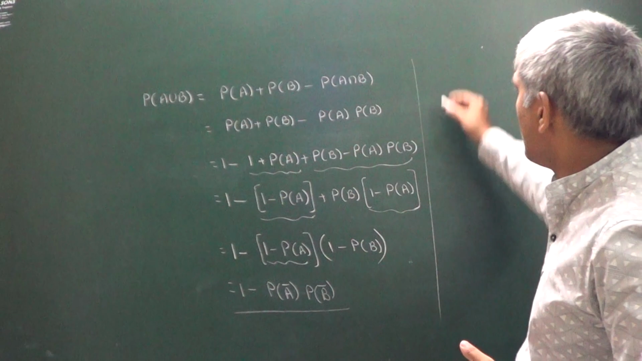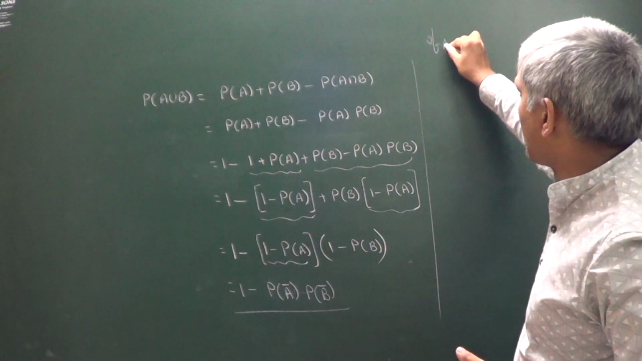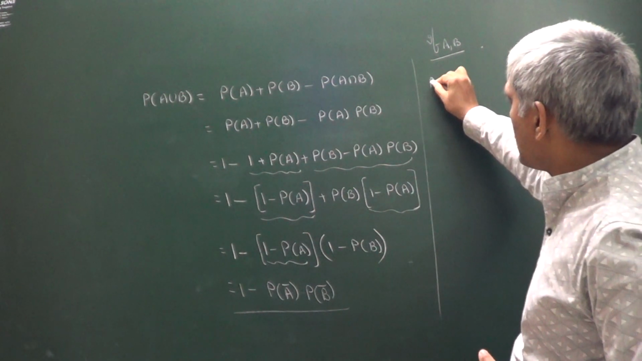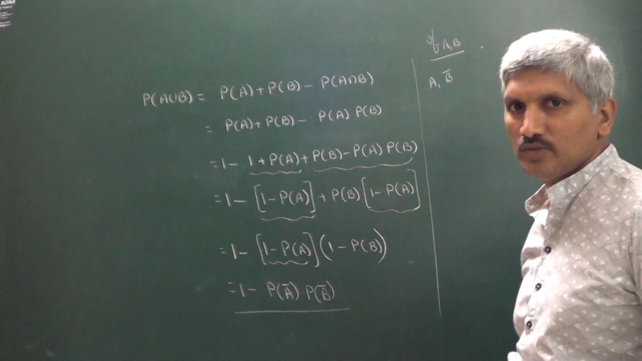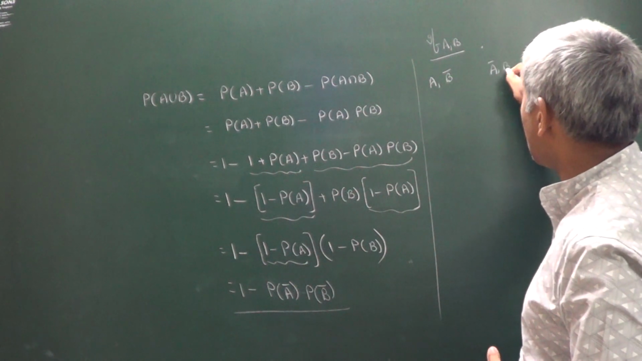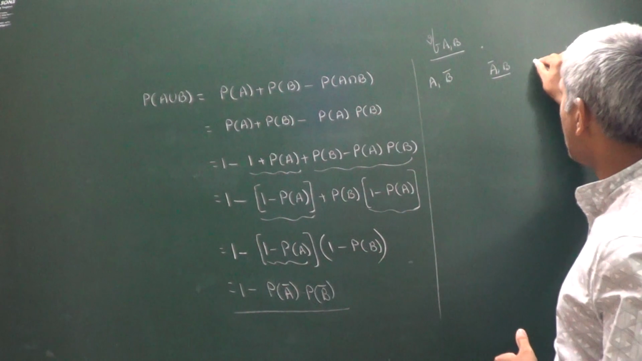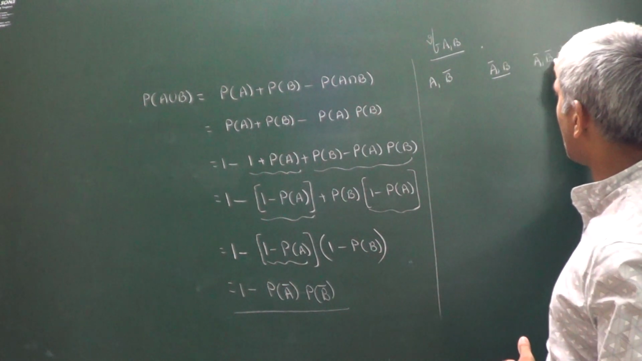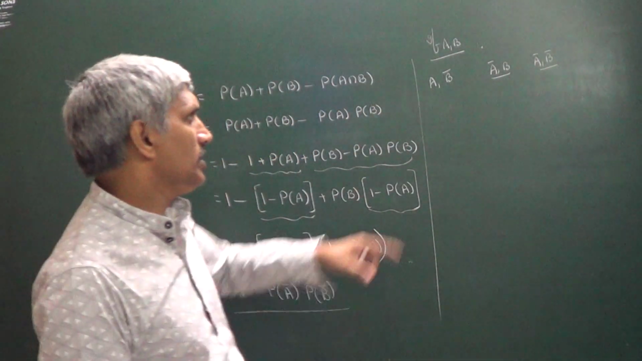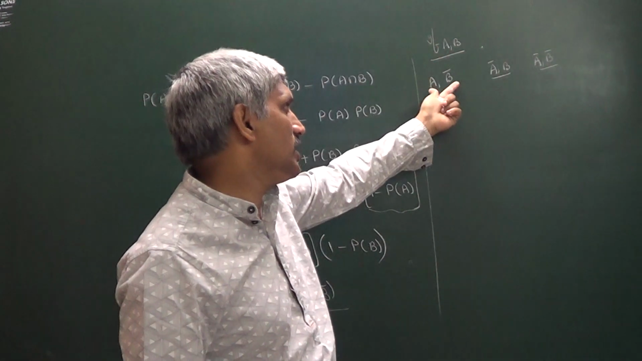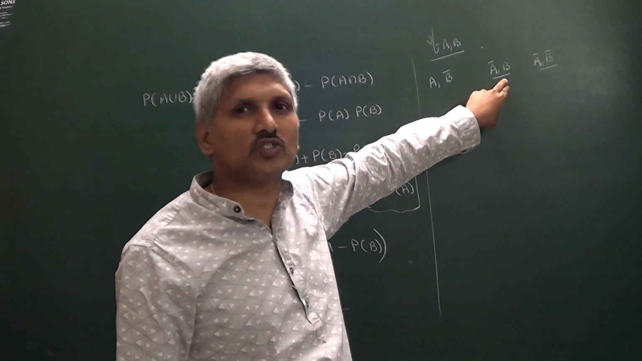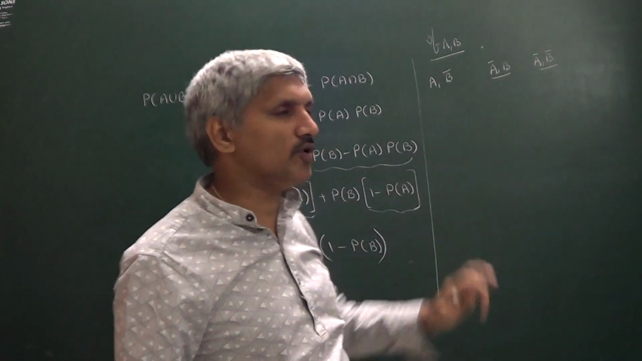So just observe here, if A, B are independent events, then we can say A, B bar are also independent events. At the same time, A bar, B are also independent events, and A bar, B bar are also independent events.